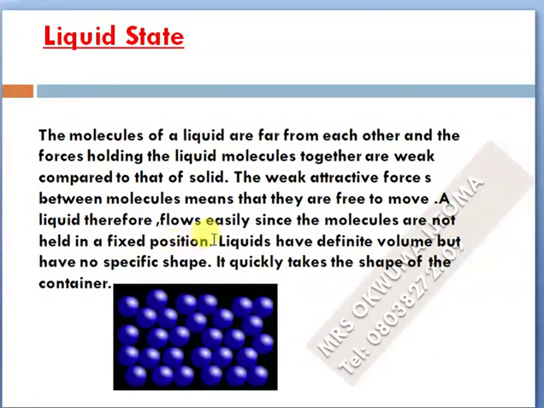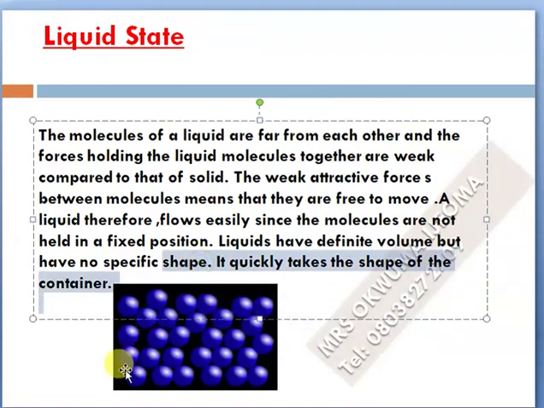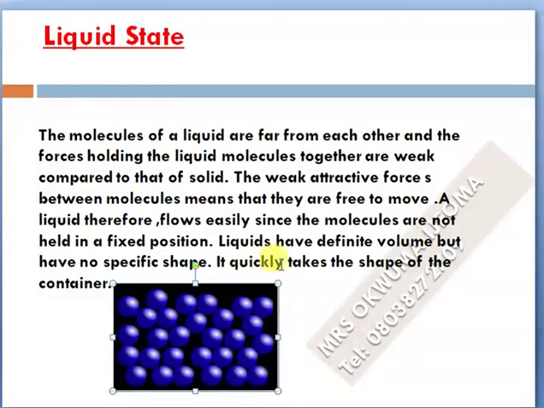Then another one, liquids have definite volume but no specific shape. Unlike solid, which has specific shape and definite volume, liquid has no specific shape but has definite volume. They only take the shape of the container. And the last property for liquid is that it quickly takes the shape of the container, as I have explained. So these are the properties of the intermolecular structure of liquid. Now let's see that of the gaseous state.